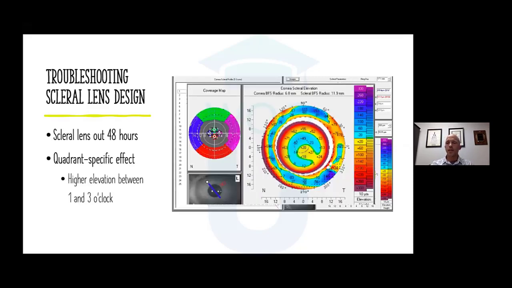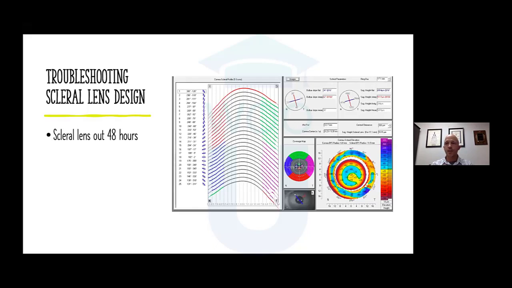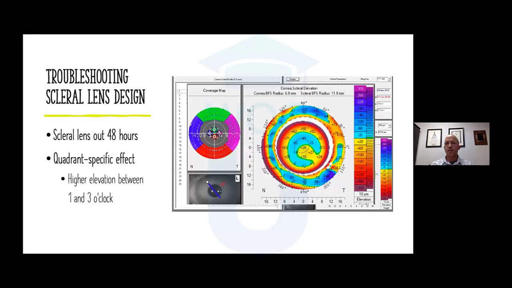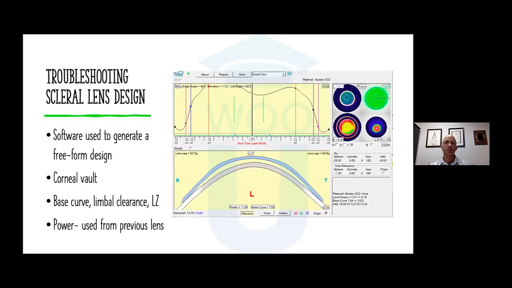And what we see is that he measures the patient with the Pentacam, and we're using the CSP module. And what we can highlight and now start to understand is that for her left eye, she's got this area or this quadrant specific effect between 1 and 3 o'clock that's really most likely causing the trouble with her previous lens design. And so what we can do is we can use that knowledge to refit her scleral lens so that it more evenly aligns to the surface and prevents those issues.